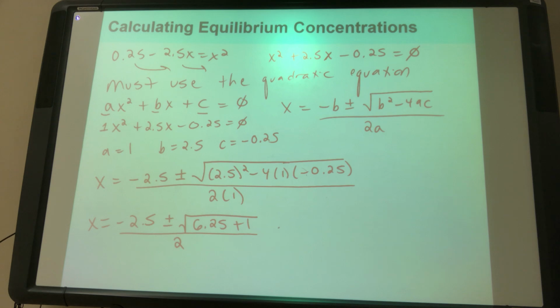All right, let's keep simplifying. X is negative 2.5 plus or minus the square root of 7.25 over 2. X is equal to negative 2.5 plus or minus the square root of 7.25, which is 2.6926, divided by 2. All right, now we need to separate it because we're going to have a positive and a negative. So we got to figure out both of these, okay? You need to figure out if it's a positive or if it's a negative.